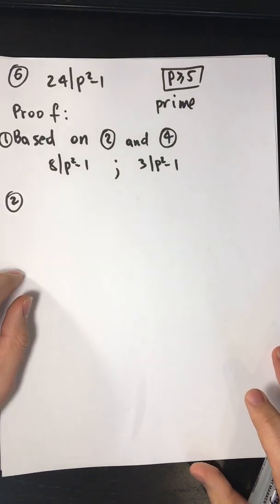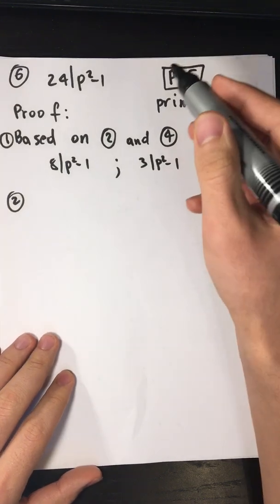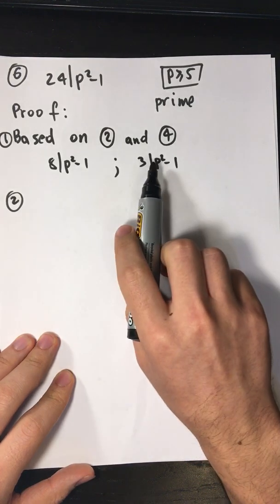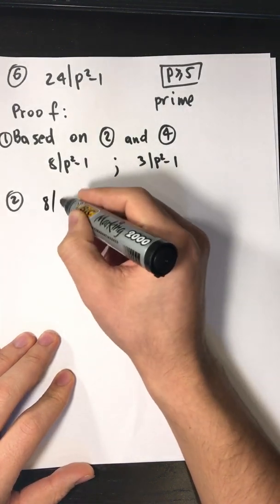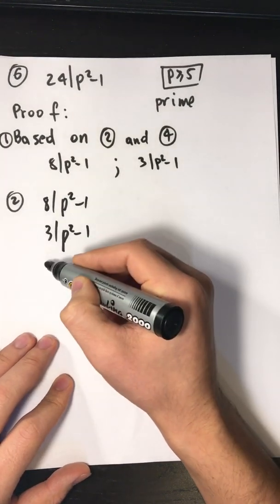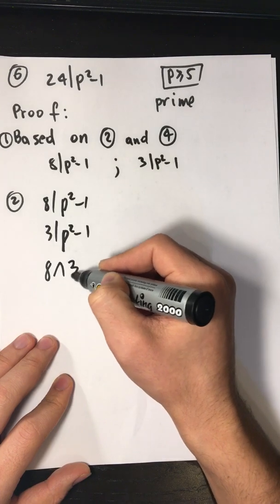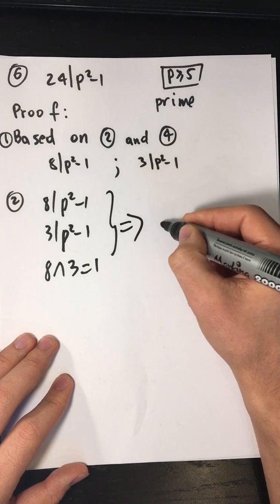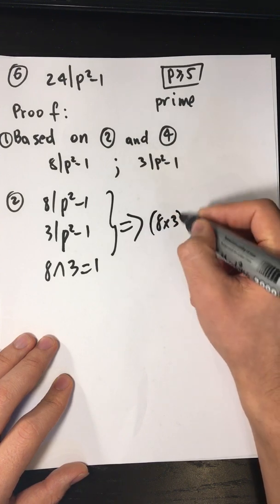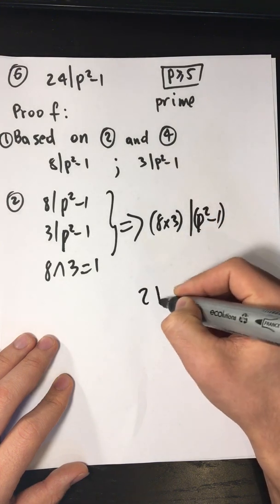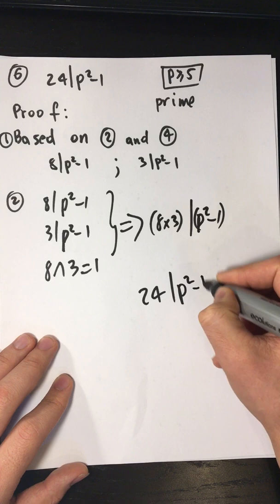Next page, number 6. We need to prove 24 divides p squared minus 1. But based on number 2 and 4, we have 8 divides p squared minus 1 and 3 divides p squared minus 1. So let me write it. 8 divides p squared minus 1 and 3 divides p squared minus 1. And I also know that 8 and 3 are coprime numbers. Based on this, you have 8 multiplied by 3 divides p squared minus 1. It means that 24 divides p squared minus 1.